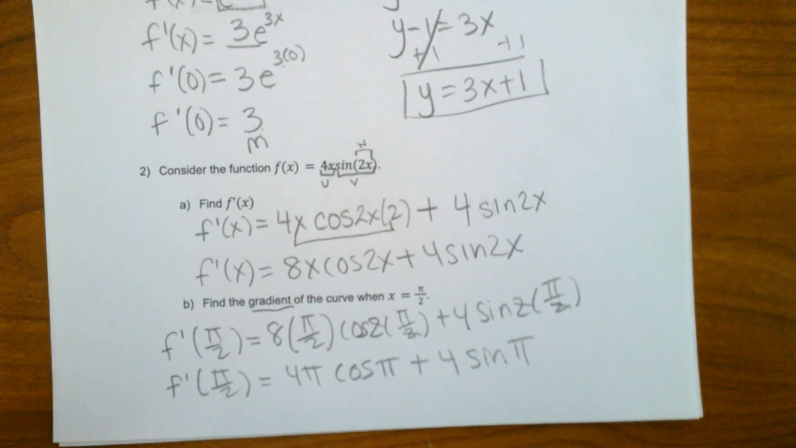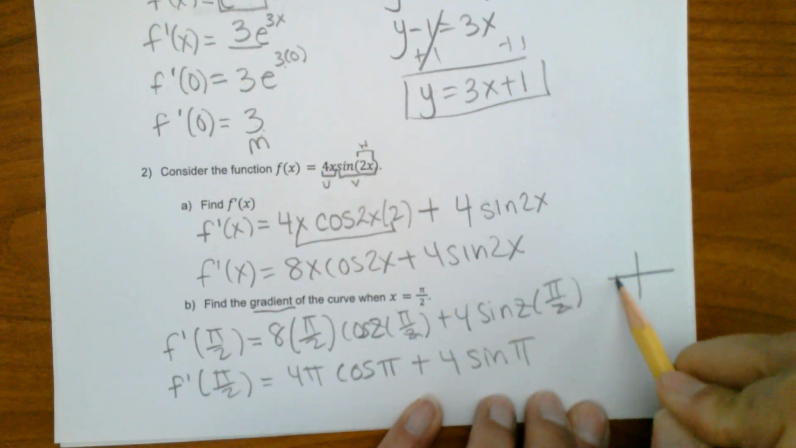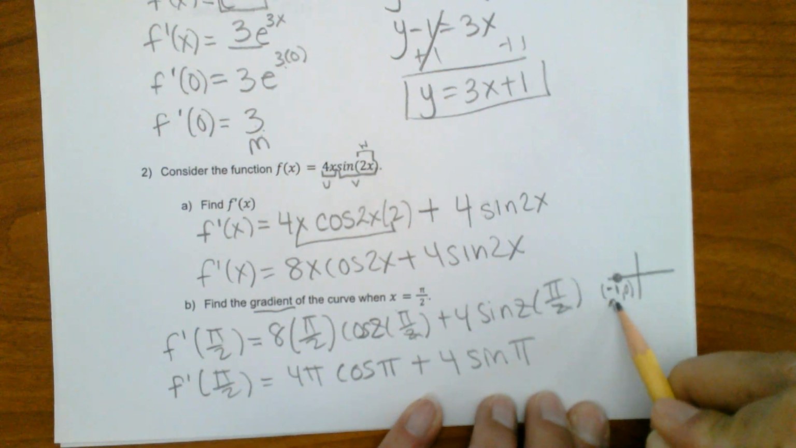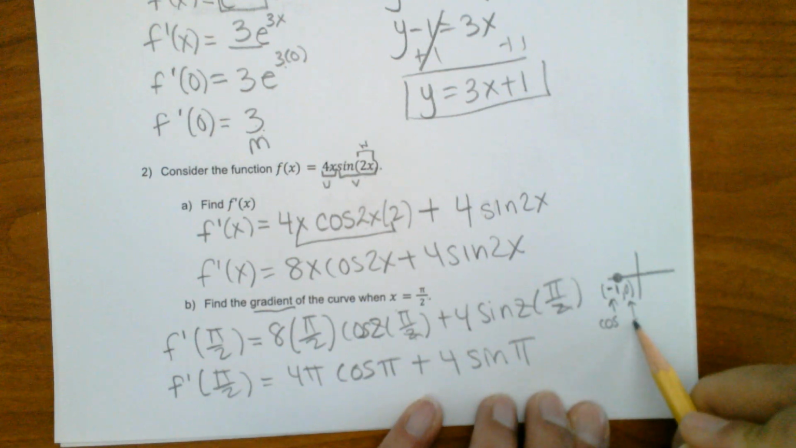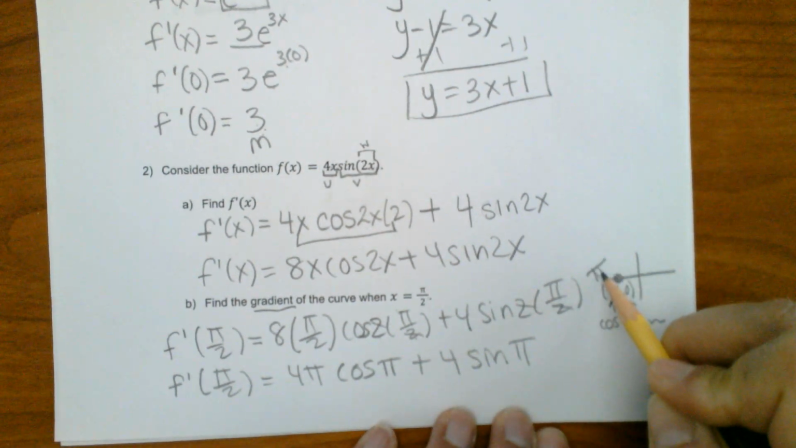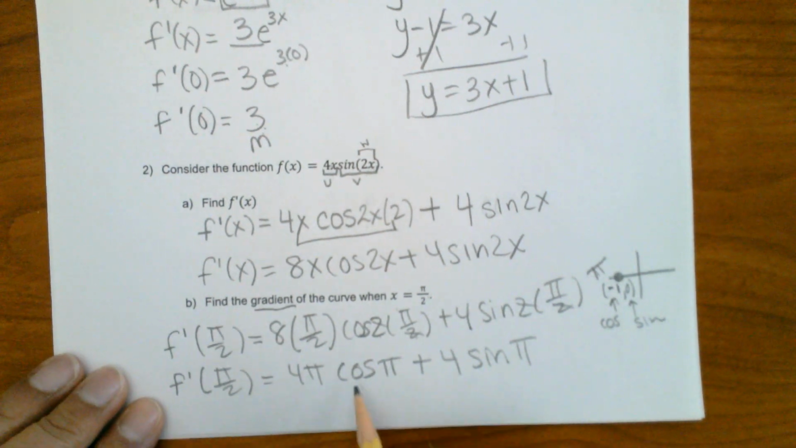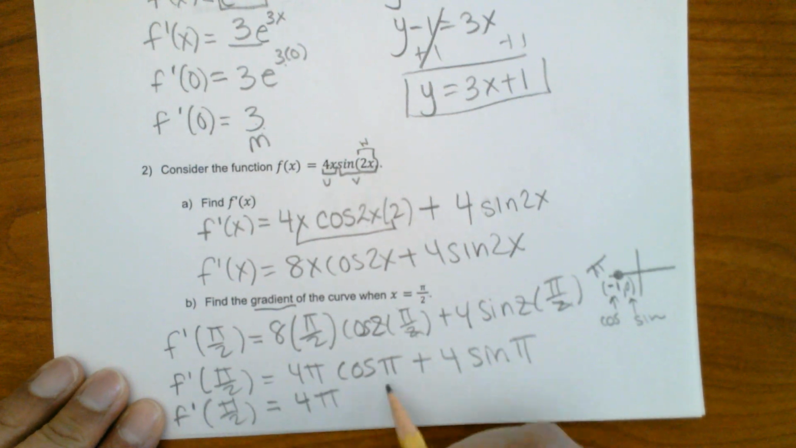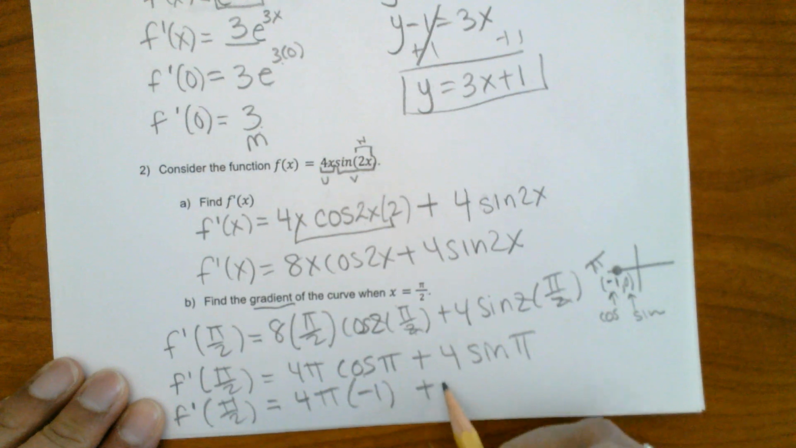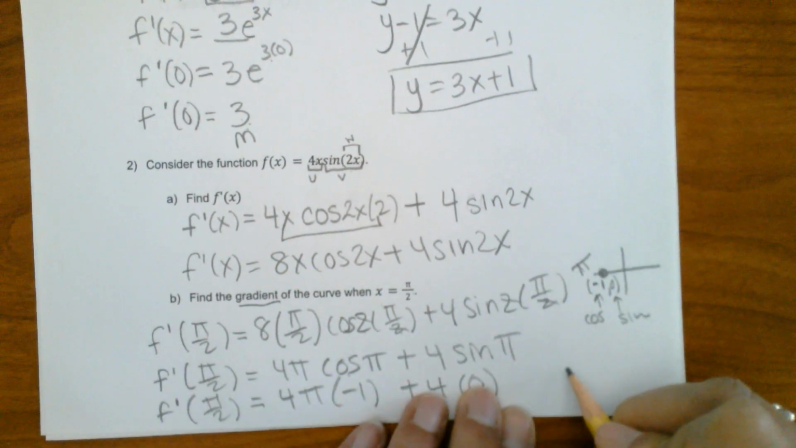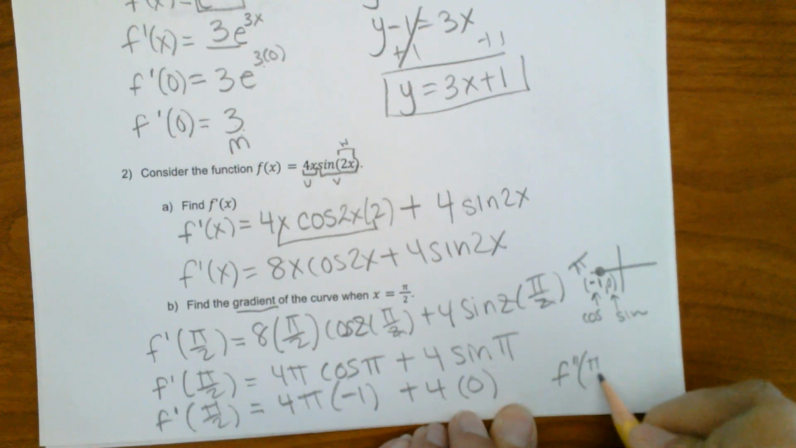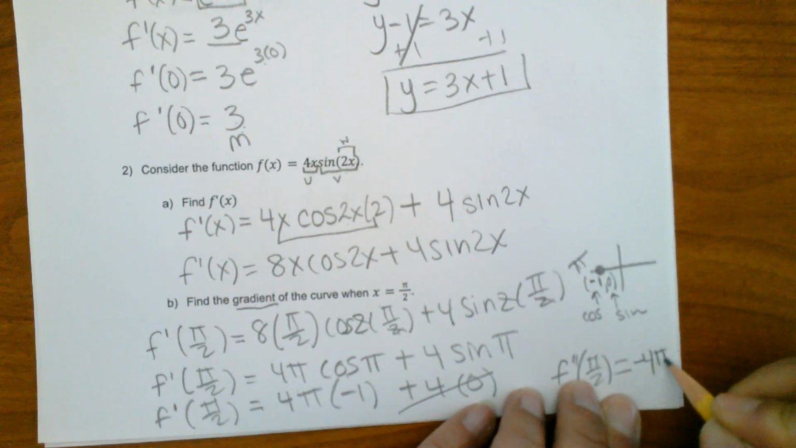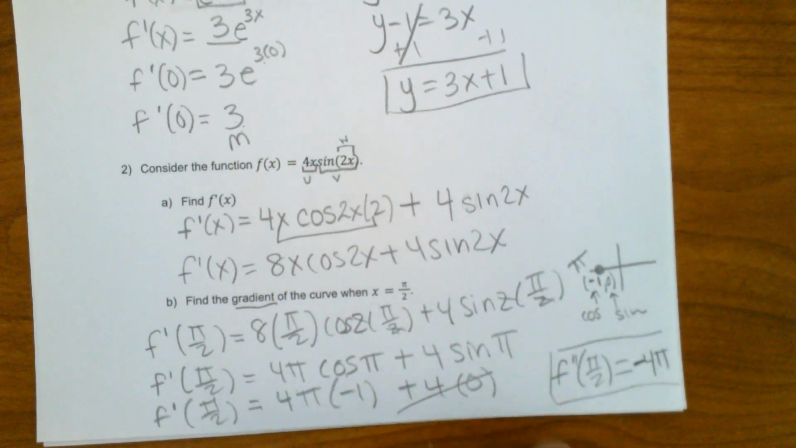And so now I can substitute. We know that cosine at pi, which is right here, the x value is going to be -1, and the y value is 0. So I'm doing a little bit of review here too, cosine and sine, and this is going to be pi. And so now I can substitute that in. f prime of pi over 2 equals 4 pi cosine pi times -1, plus 4 sine times 0. And I can get my final answer as f prime of pi over 2 equals, this is going to drop out, -1 times 4 is -4 pi. That's a negative. And that is my answer.